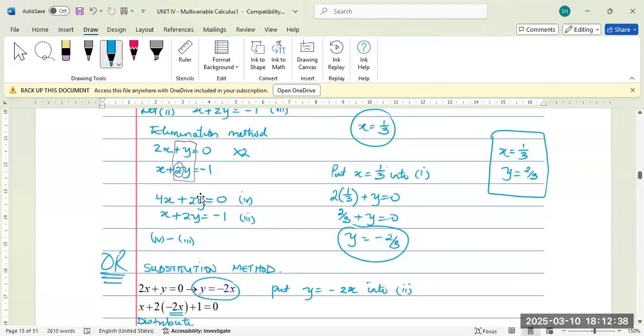All that I'm doing is multiplying this 2 by this 2x to give me 4x, this 2 by this y to give me 2y, and the 2 by the 0 to give me 0. Why am I doing that? Because I'm eliminating my y's. So I want both of them to be the same thing. When I subtract something from another something, if the two are the same thing, I then get 0. So I'm eliminating the y's.